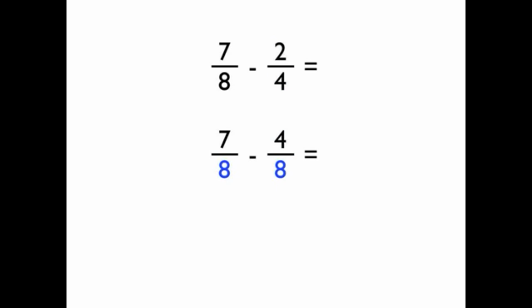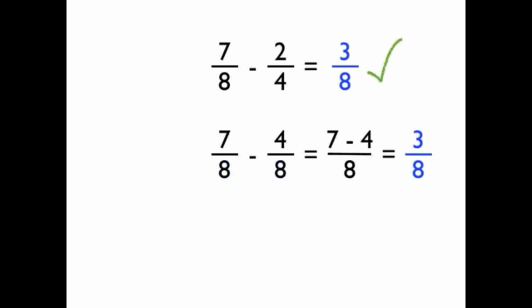and you can see that the denominators are now the same. I used an equivalent fraction to do that, to change 2 quarters to 4/8, but now that the denominators are the same, it's really easy to do the sum. We just subtract the numerators, so 7 take 4 is 3, and leave the denominator the same. That's 3/8. So 7/8 subtract 2 quarters is 3/8.